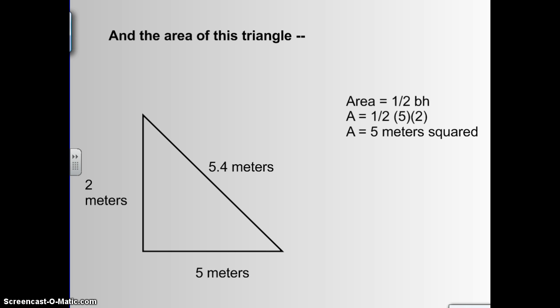Let's find the area of this triangle. This is a right triangle. Its base is 5 meters, its height is 2 meters, and the hypotenuse is 5.4 meters. Well, the area of a triangle is 1/2 the base times the height. So the area is 1/2 times 5 times 2, or 5 meters squared.